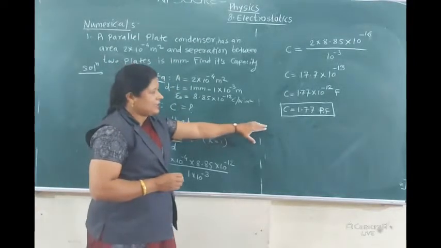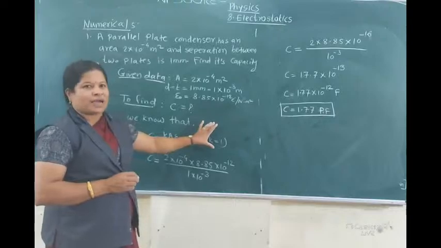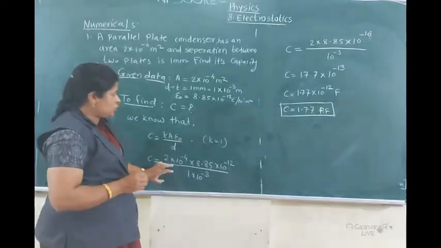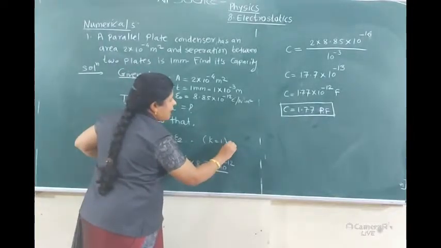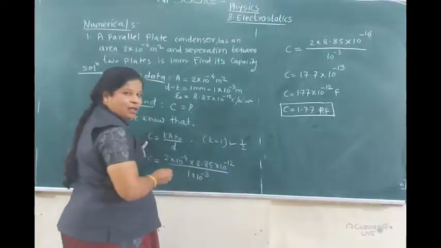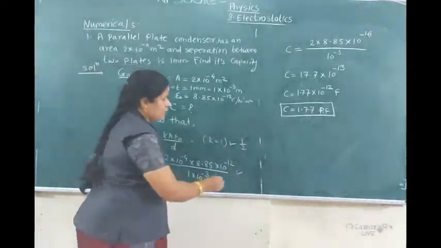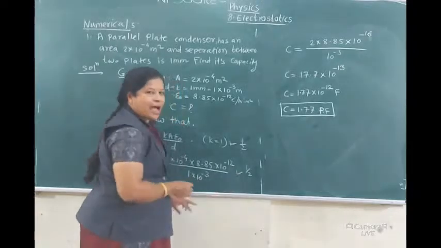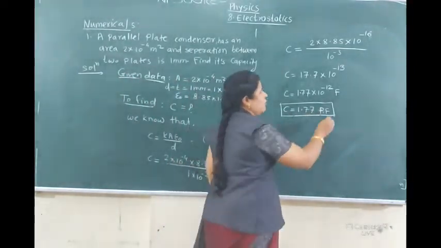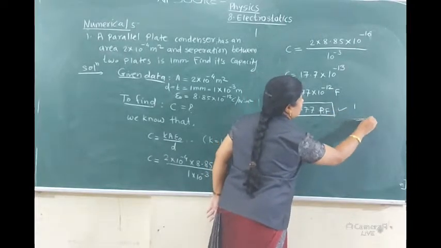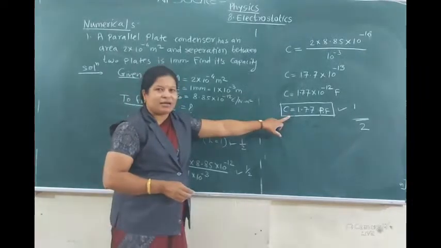So this numerical was asked for 2 marks in the board exam. Now, these 2 marks are distributed like this. For the formula, we have half mark. For the solution, the mathematical part, we have half mark, and for the answer with a proper unit, we have 1 mark.